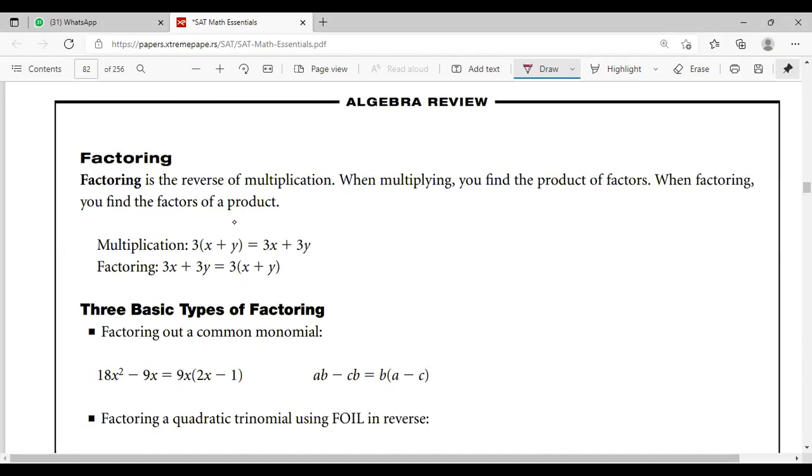Factoring. Factoring is the reverse of multiplication. When multiplying, you find the product of factors. When factoring, you find the factors of a product, right? Okay, so the definition is a bit complicated.